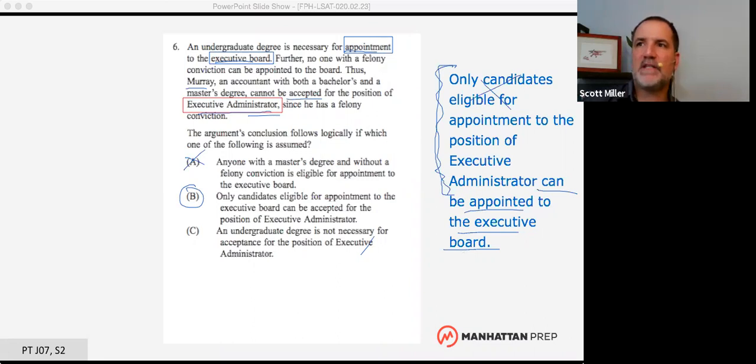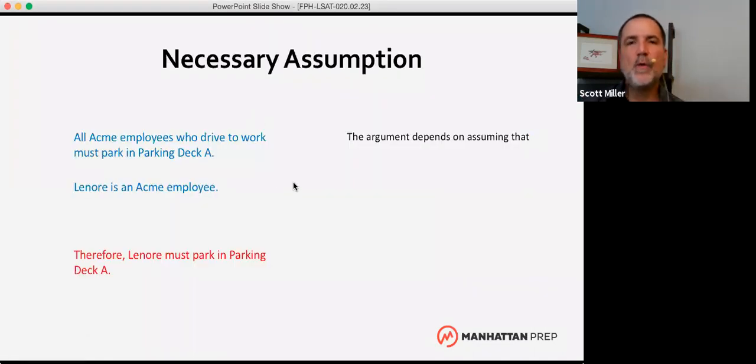Let's talk about necessary assumption questions. Again, with a sufficient assumption question, we're looking for a premise that we can plug into the argument and create a valid argument. That's what a sufficient assumption does. A necessary assumption is doing something different. This is the type of question stem you'll see in a necessary assumption question: the argument depends on assuming that.